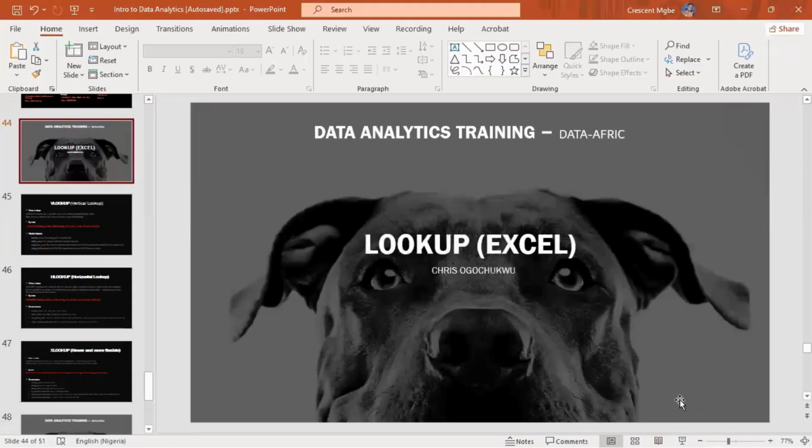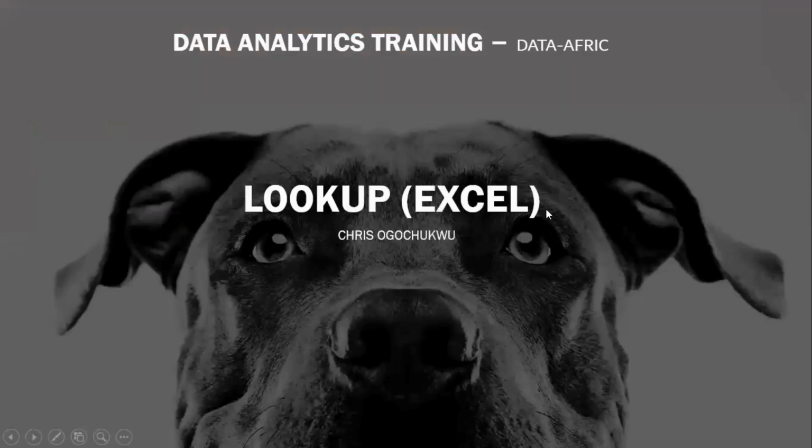So we are going to be talking about pivot table. Sorry, lookup. We are going to be looking at what is lookup, what is VLOOKUP, what are all the types of lookup that are available. Why do we even need to do lookup in the first place? What does it do in Excel and all of that?